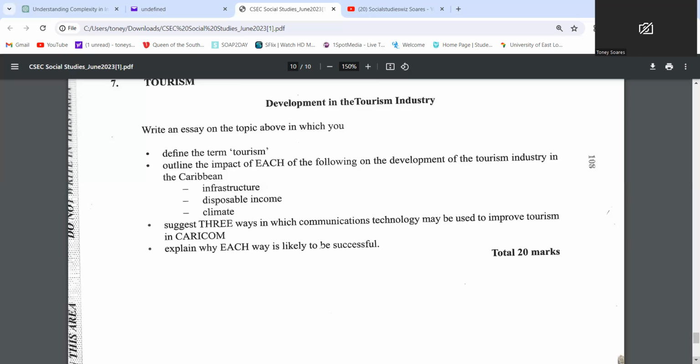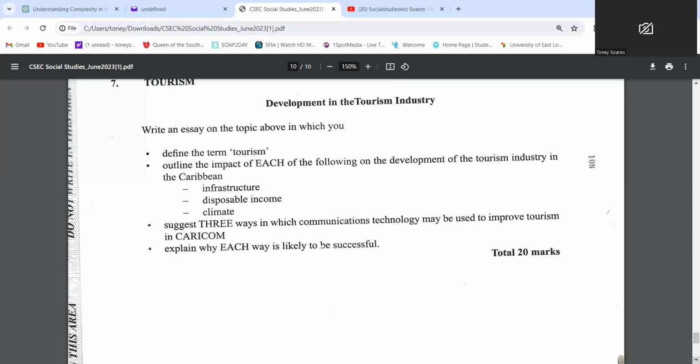Now let's look at the final one, which is climate. The Caribbean's tropical climate is one of its main attractions for tourists seeking sun, sand, and sea. However, climate variability and extreme weather events such as hurricanes can pose risk to the tourism industry.